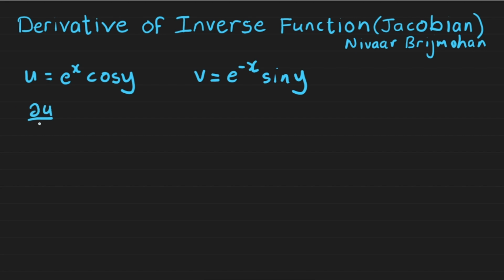So thus far, you've seen that it's quite a simple matter if we wanted to determine ∂u/∂x. Well, this is just equal to, keeping y constant, cos y, the constant, times the derivative of e to the power x, which is just e to the power x. So it's quite a simple matter to determine ∂u/∂x.